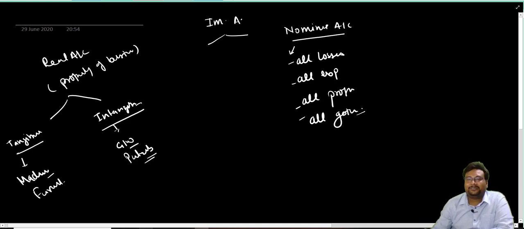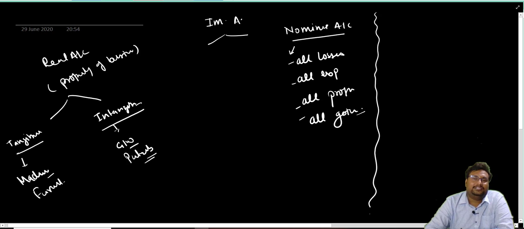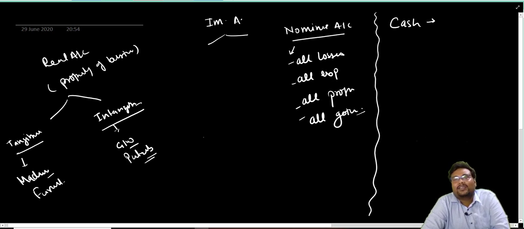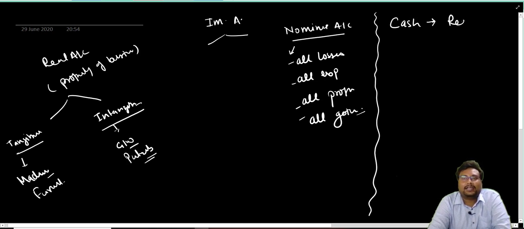Let's have some test. Okay, chalo ji. Suppose I just write down the word and you write down in the comment what type of account it is. Cash. Tell me, cash is which type of account? Okay, cash is what, beta? Cash is exactly a real account. Why? Cash is our property.